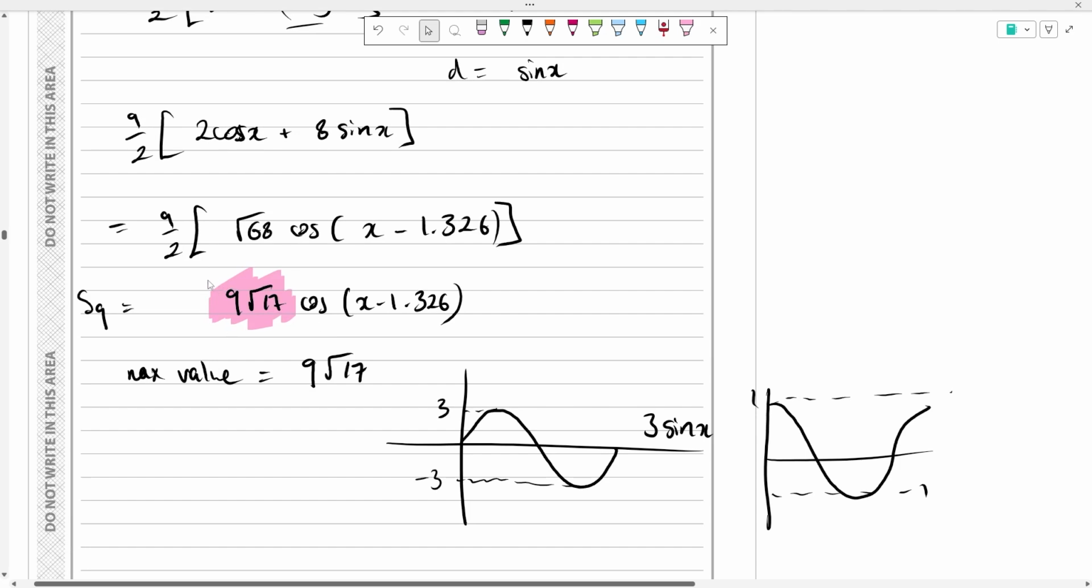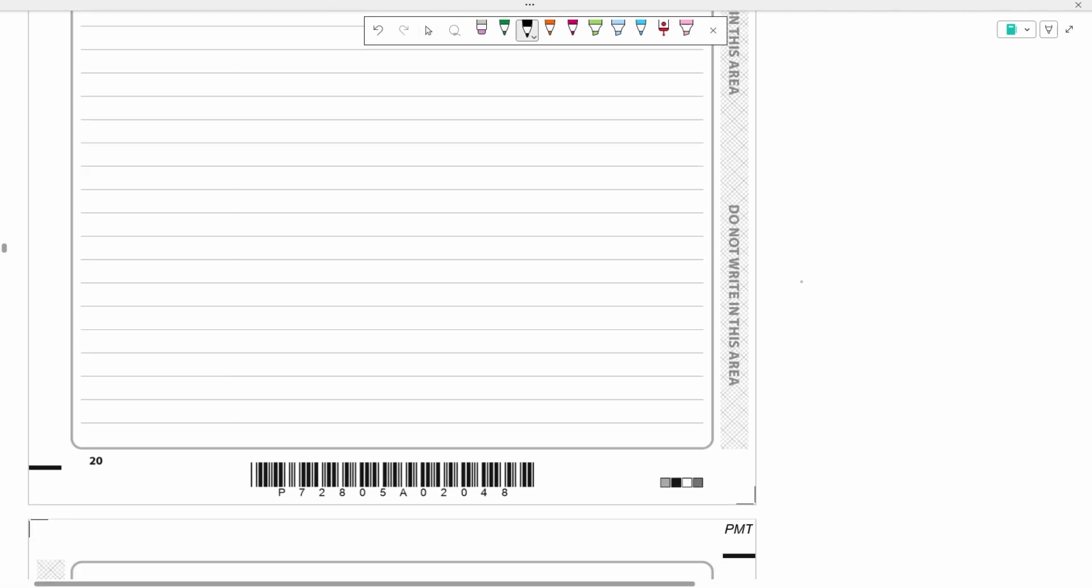But essentially, you are saying that when this value here, 9 root 17 cos of x minus 1.326, is equal to 9 root 17, you are trying to find out what that value of x is, and you find that when you divide through by 9 root 17, you just end up with that same value. That's when this is maximum.